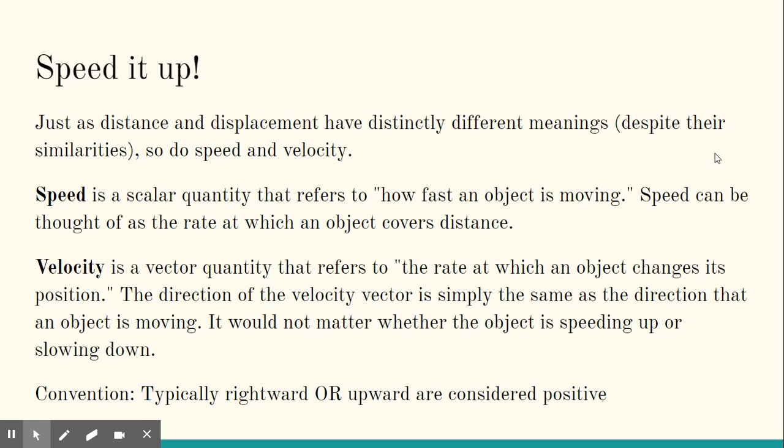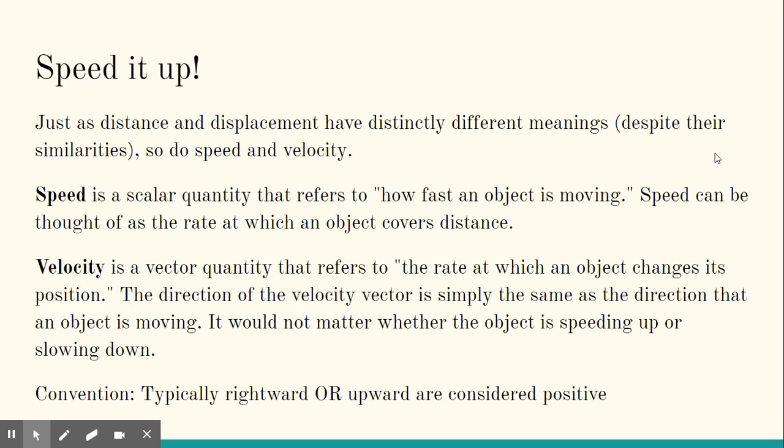Velocity is a vector quantity that refers to the rate at which an object changes its position. So we'll talk about the difference between those two. The direction of the velocity vector is simply the same as the direction the object is moving. It would not matter whether the object is speeding up or slowing down. That's something that we're going to talk more about towards the end of this. And just talking about it, velocity is always going to have a direction.